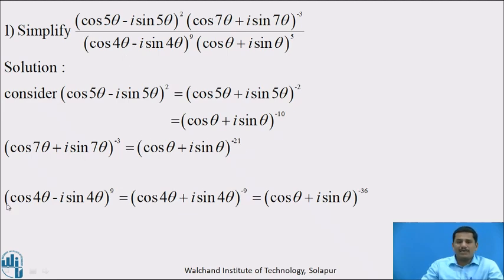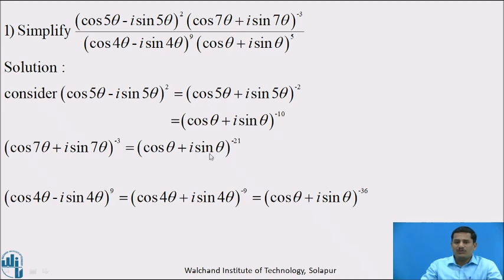Now consider the next bracket, (cos 4θ − i sin 4θ)⁹. Applying corollary number 2 here, we can write it as (cos 4θ + i sin 4θ), and taking this minus sign into the power, we get −9. Now applying de Moivre's theorem, that is writing this 4 in the power, we get (cos θ + i sin θ) raised to 4 into −9, which is −36. And the next bracket is also in a standard form.